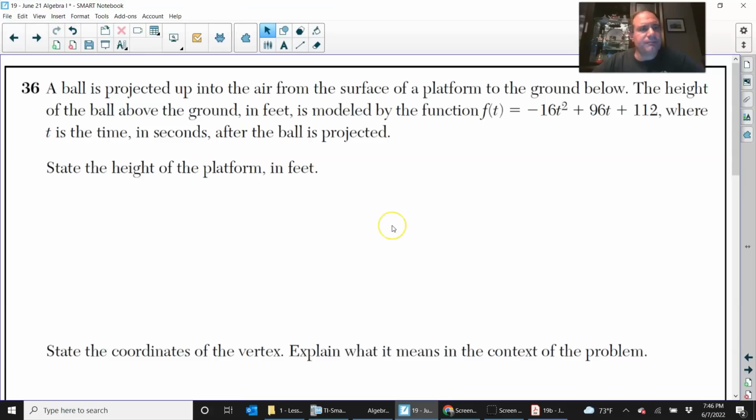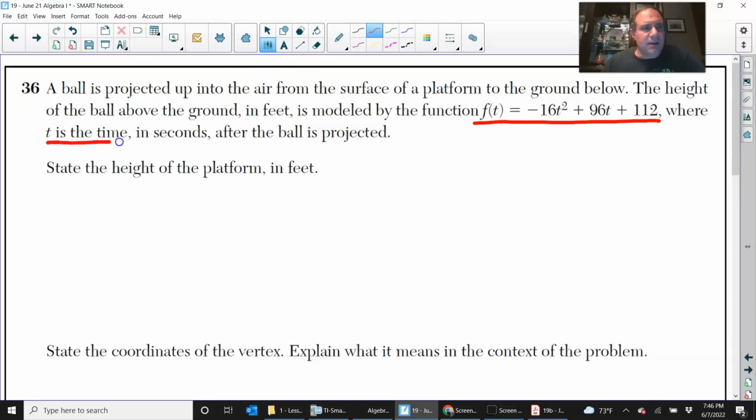A ball is projected up into the air from a surface platform to the ground below. The height of the ball above the ground is modeled by this function right here, where t is time in seconds after the ball is projected. State the height of the platform in feet.